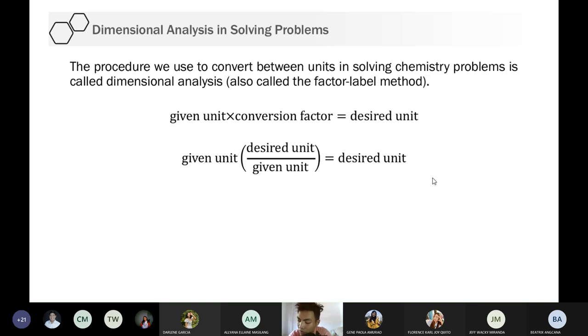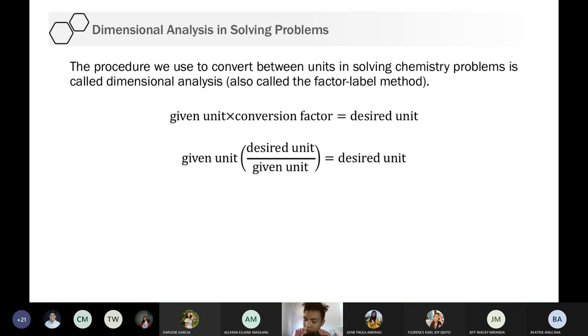Let's review how we do conversions or dimensional analysis. Okay? So, when doing conversions in chemistry, we should always know the conversion factor of one unit to the other. If that's stoichiometry, then the conversion factor will be your coefficients in the balanced equation. However, for measurements, you can look up sa Google. You can Google your conversion factors if not given. Conversion factors are the equivalent values for one unit of measurement to the other unit of measurement.